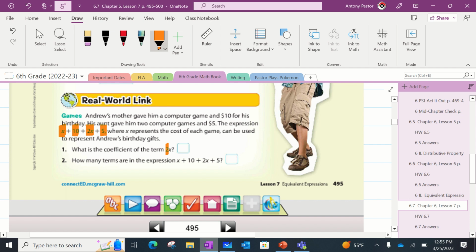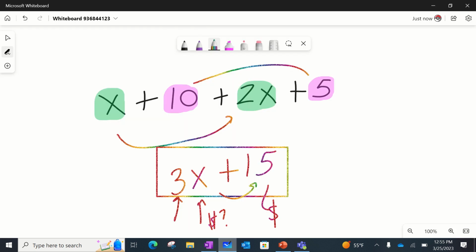How many terms are in the expression x plus 10 plus 2x plus 5? There are 4. There's x, 10, 2x, and 5. There are 4 terms. Then we combine the like terms to simplify it more. Now 3x plus 15, there will only be 2 terms after we have combined like terms.